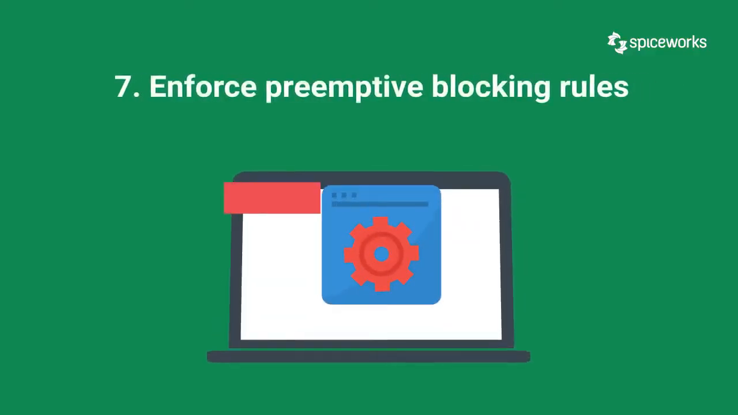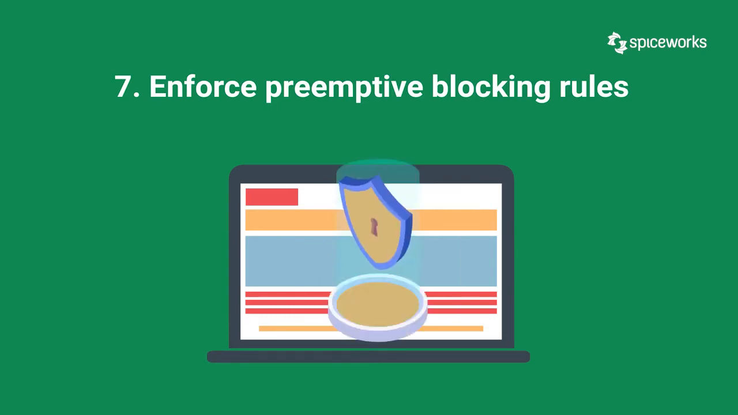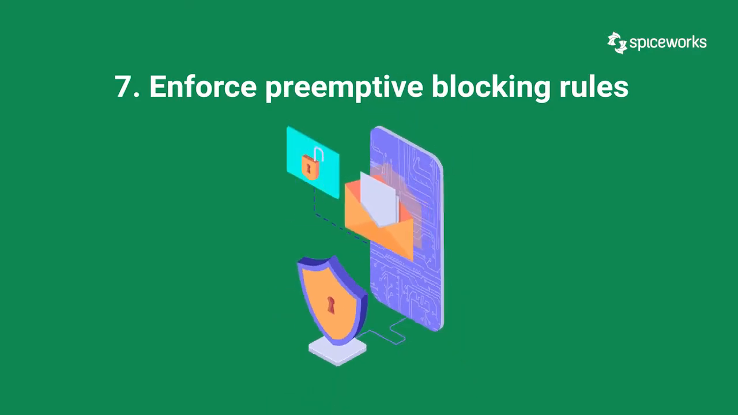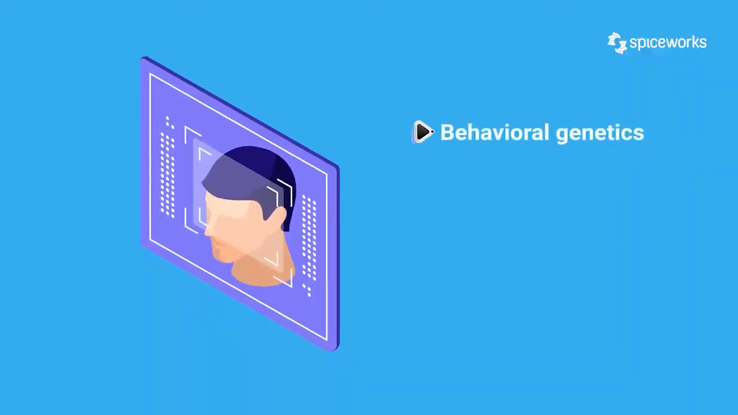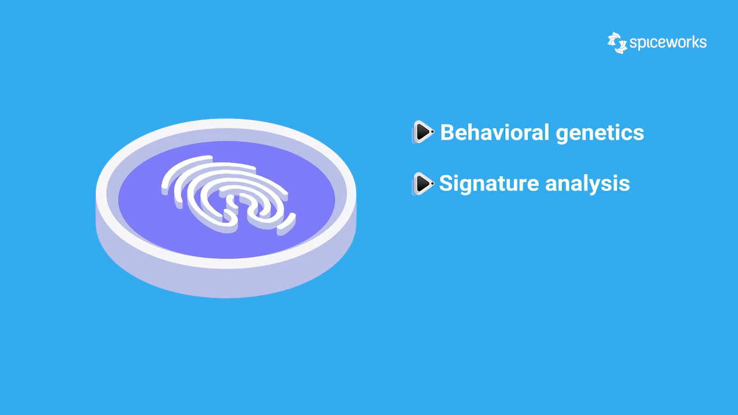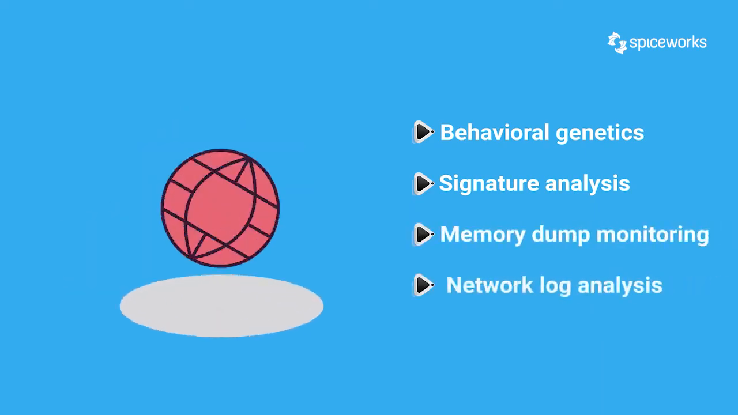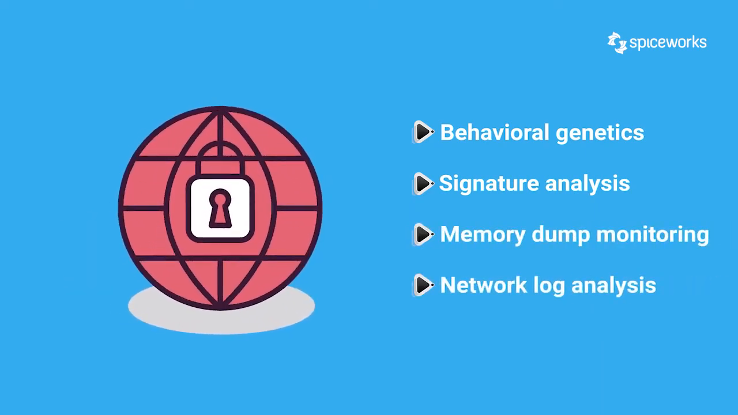Enforce preemptive blocking rules to recognize suspicious trends and predict, quarantine, warn, and/or block rootkit insertion and backdoor entry attempts. This can be done with the use of behavioral genetics and signature analysis on all incoming requests. Rootkits can be detected and removed using techniques such as memory dump monitoring, network log analysis, and assessment of rootkit connection efforts with the remote control unit, among many others.